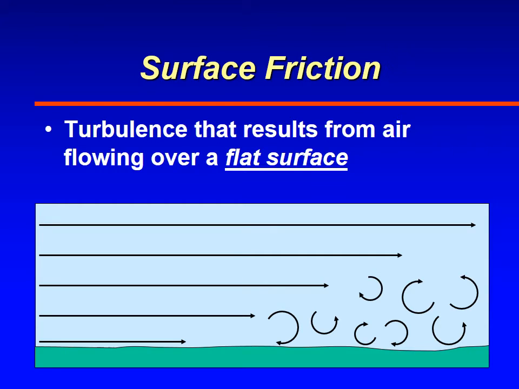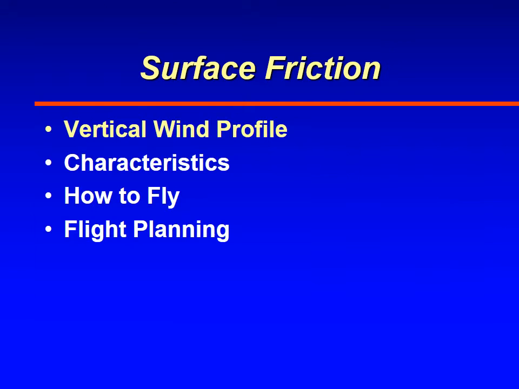If the Earth had some terrain relief, in other words, if it had large hills or mountains, then that would be more classified as mechanical turbulence. So the first thing that we're going to need to be concerned with is how the wind changes speed and direction with altitude. In other words, the vertical wind profile.